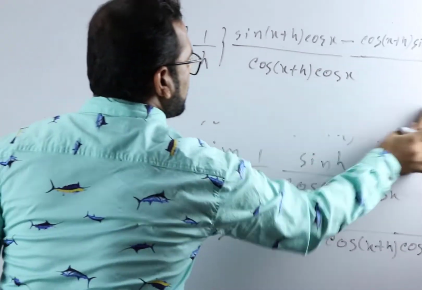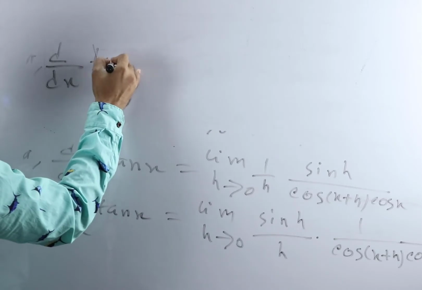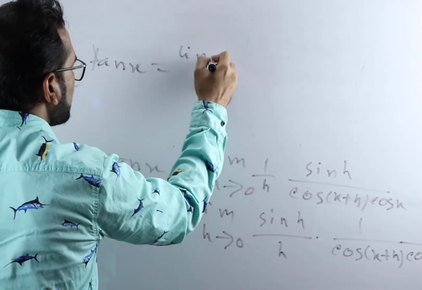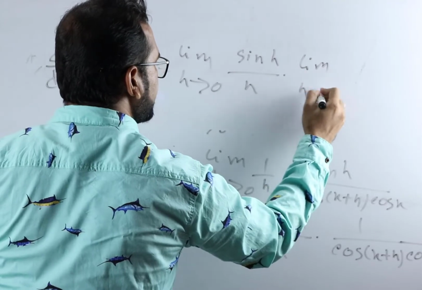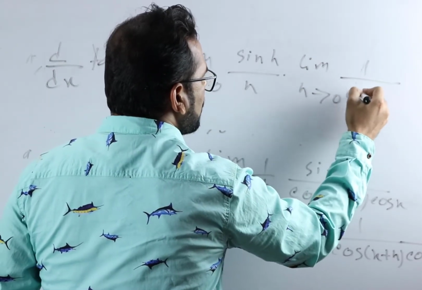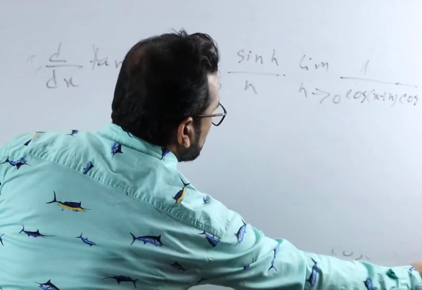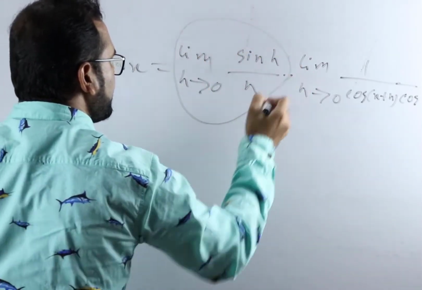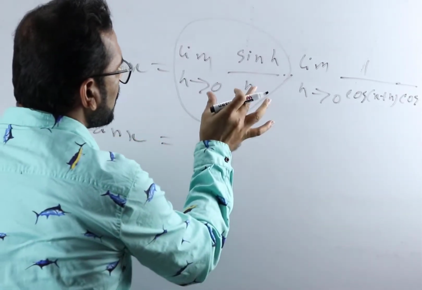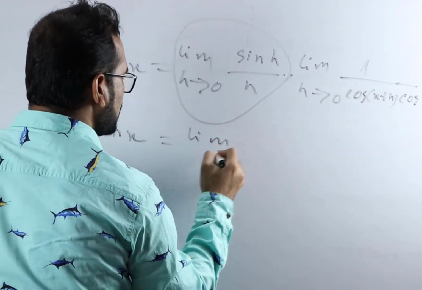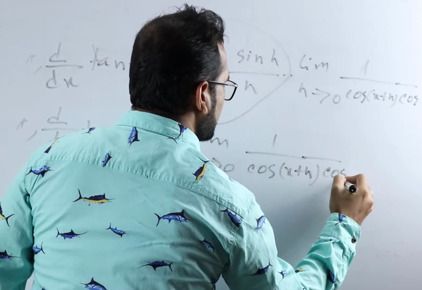The new line is d/dx of tan x equals the limit as a tends to 0 of sin a divided by a, times the limit as a tends to 0 of 1 divided by cos(x plus a) cos x. Now this is a standard formula, representing 1, so d/dx of tan x equals 1 times this one, so this term only: the limit as a tends to 0 of 1 divided by cos(x plus a) cos x.